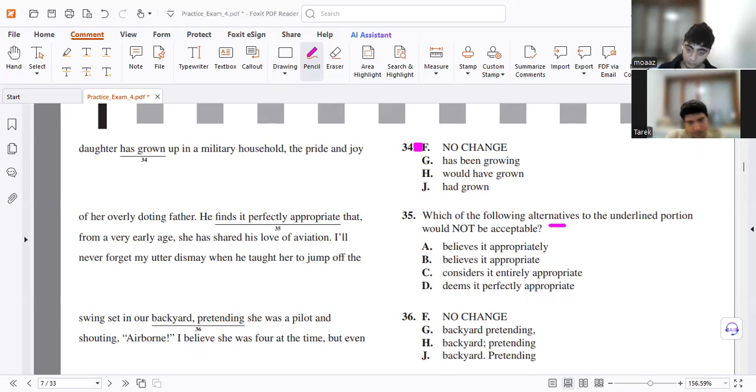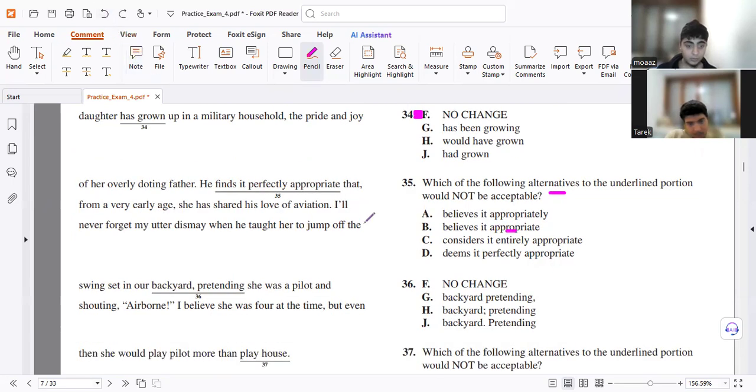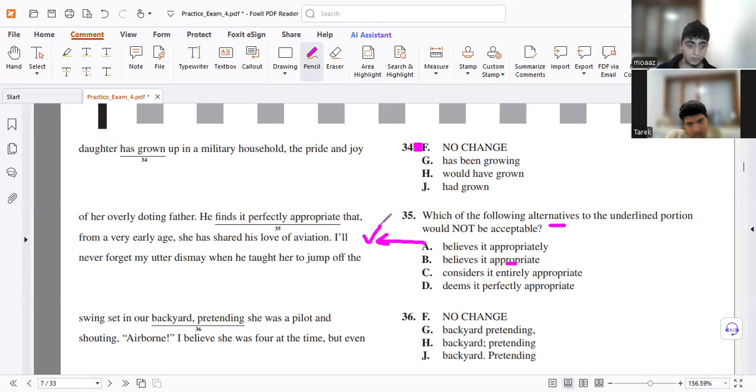A. Letter A, wrong. "Believe it appropriate," correct, adjective. So A has the same meaning but it's wrong, because "he believes it appropriately." "Appropriately" is an adverb. It does not describe "believes." I believe it, so "it" is the object. So we need information to describe the object. For an object, we need an adjective, not an adverb. Now remember, "it" refers to a noun. And what modifies a noun? An adjective. So we need an adjective.